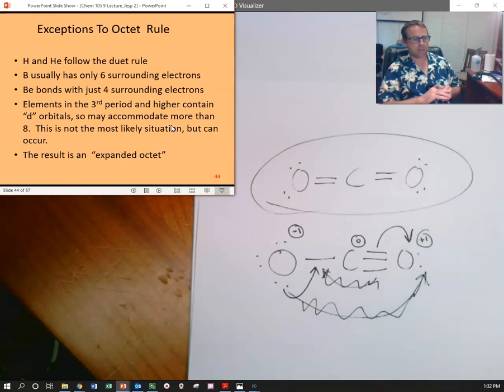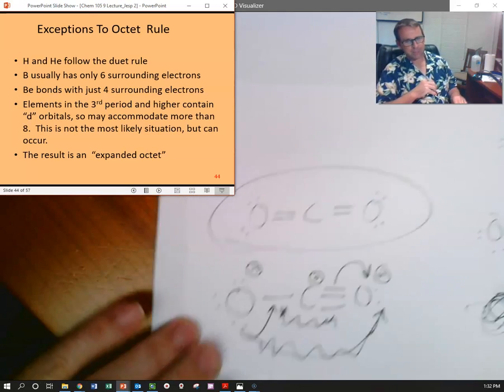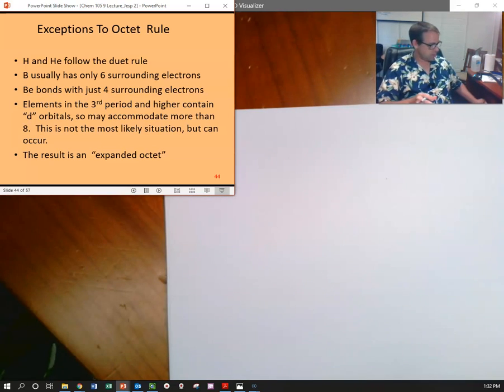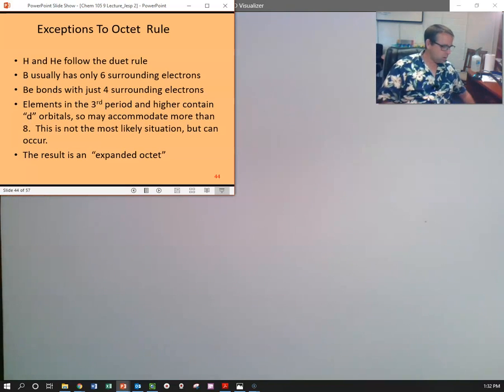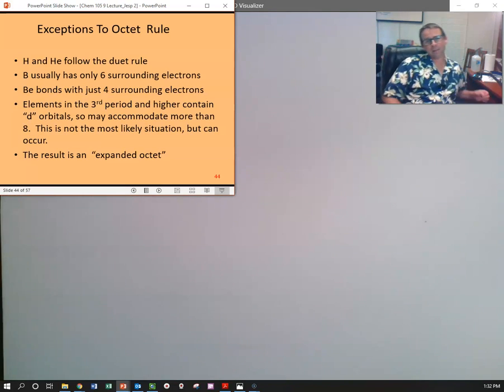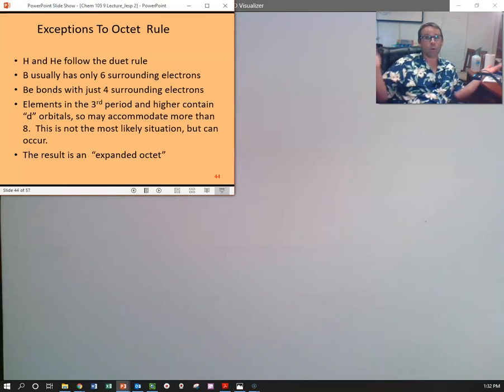So, let's talk about this situation, okay? Some compounds, not many compounds, have what's called an expanded octet. Expanded, meaning more, octet, 8. So that means that a central atom can actually have more than 8 electrons around it. All right.